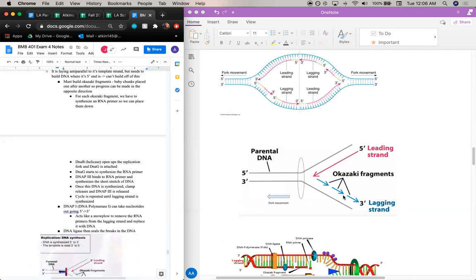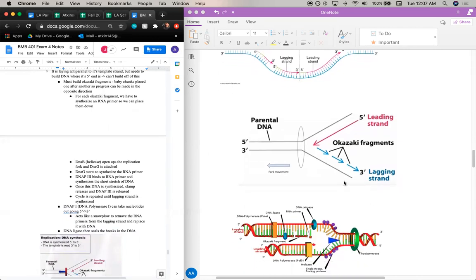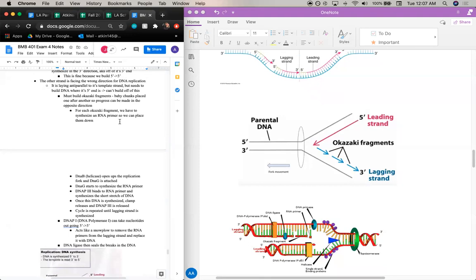Okay, so we want to make these little baby fragments so that we can synthesize DNA on this other side, because we need to do DNA on both sides. These are called Okazaki fragments, and they are baby chunks placed one after another so progress can be made in the opposite direction. For each Okazaki fragment, we have to synthesize an RNA primer so we can place them down. We talked about how we have to put RNA down first to get any DNA.